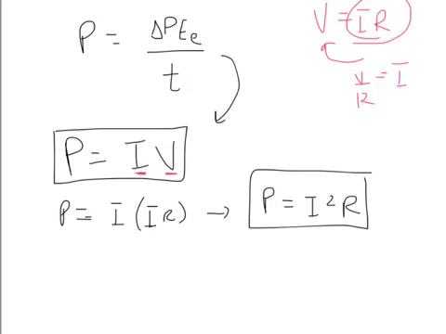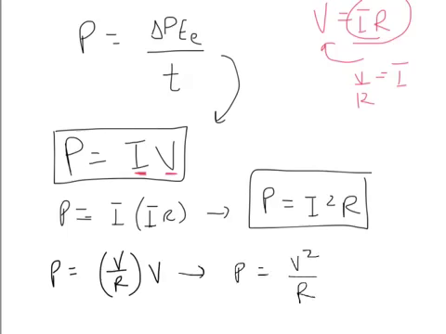Well, if we do that, what we end up getting is P equals, now this is going to be V over R times the V that was there. Again, we're substituting V over R right there. So you get V over R times V. That's this right here. Well, that becomes power equals V squared over R.